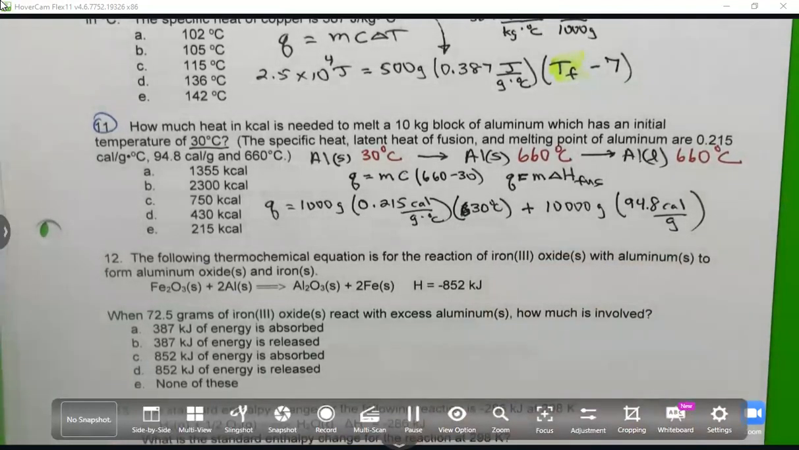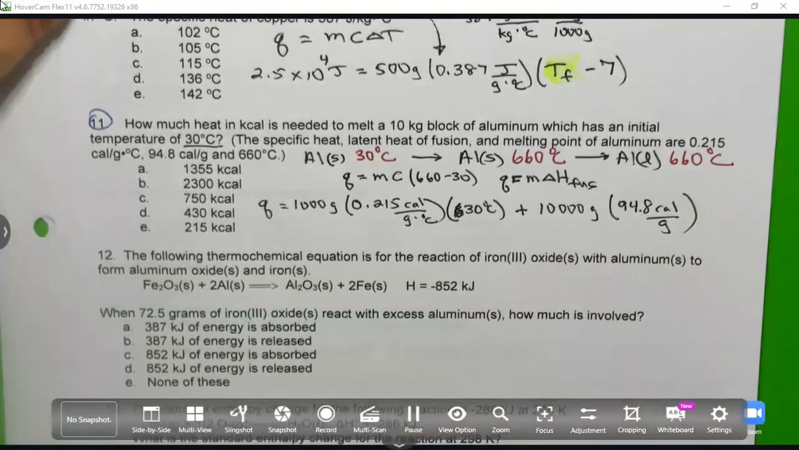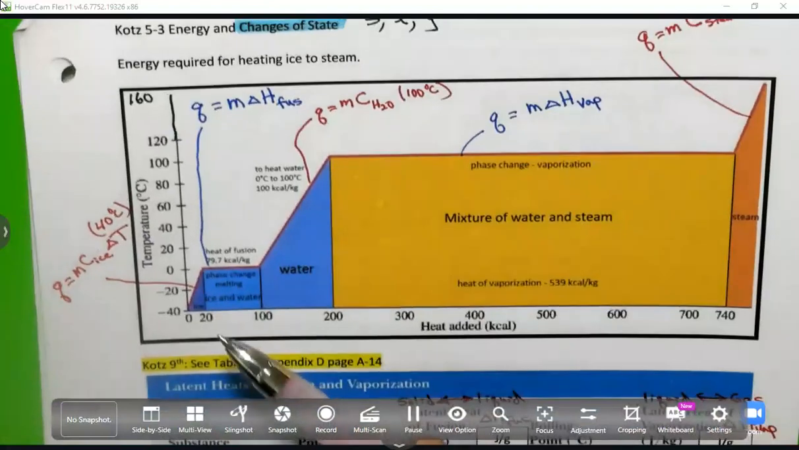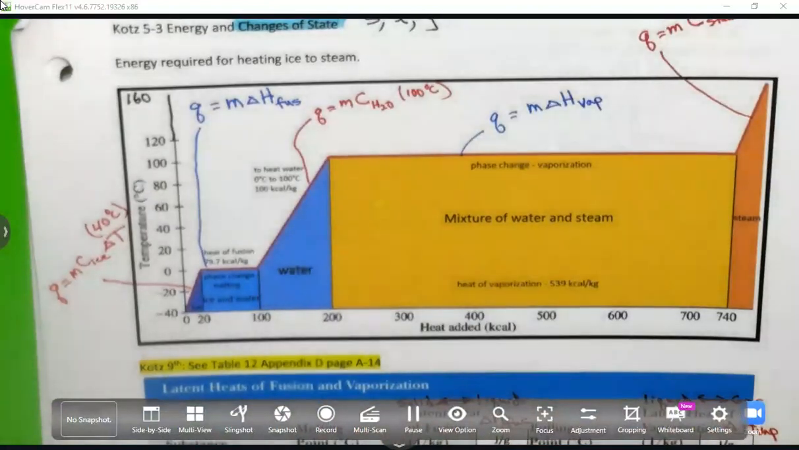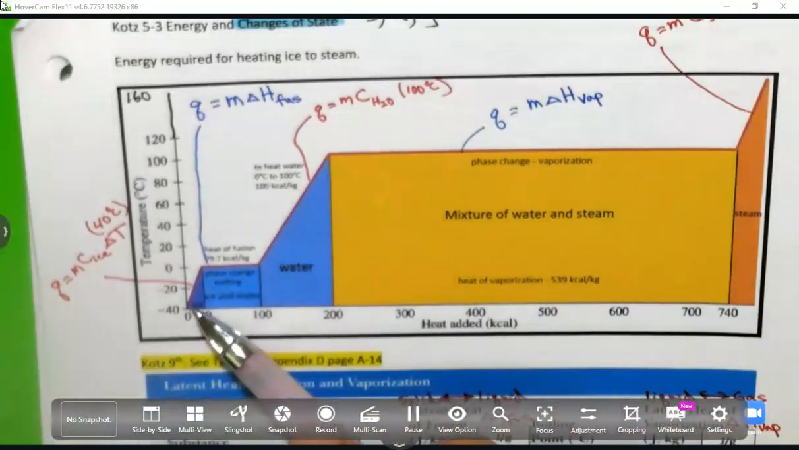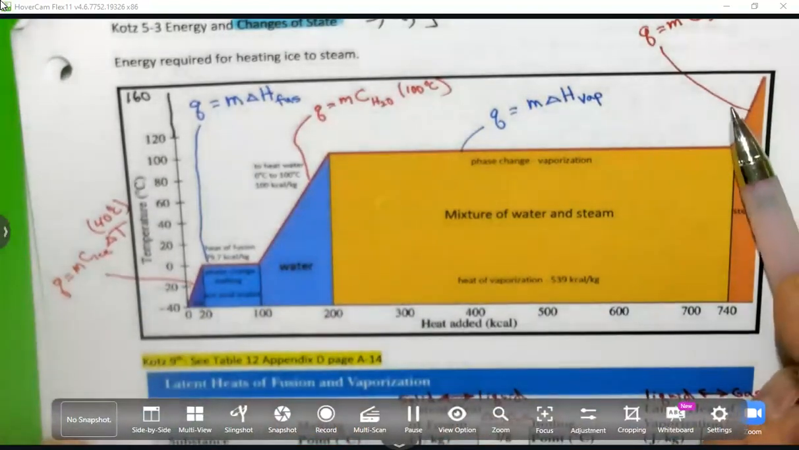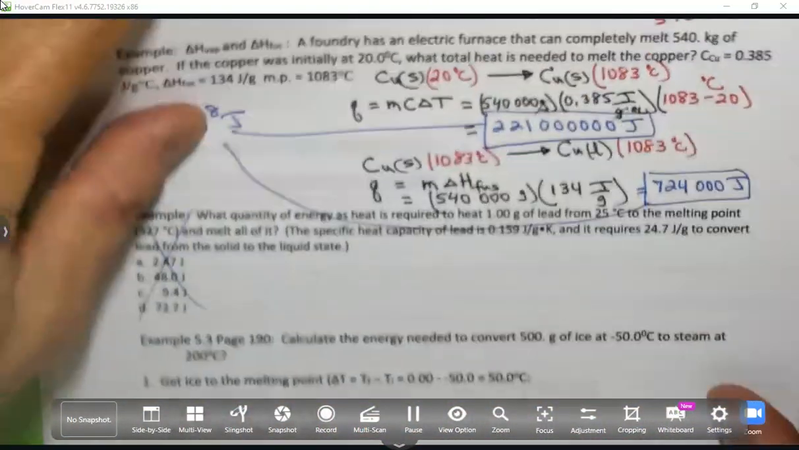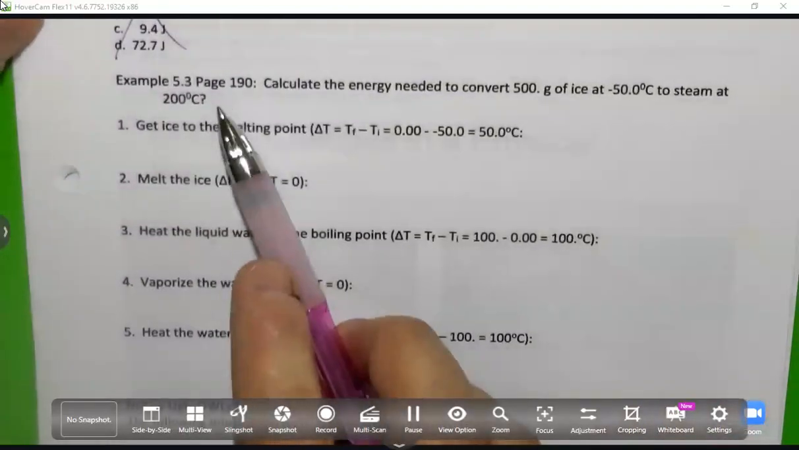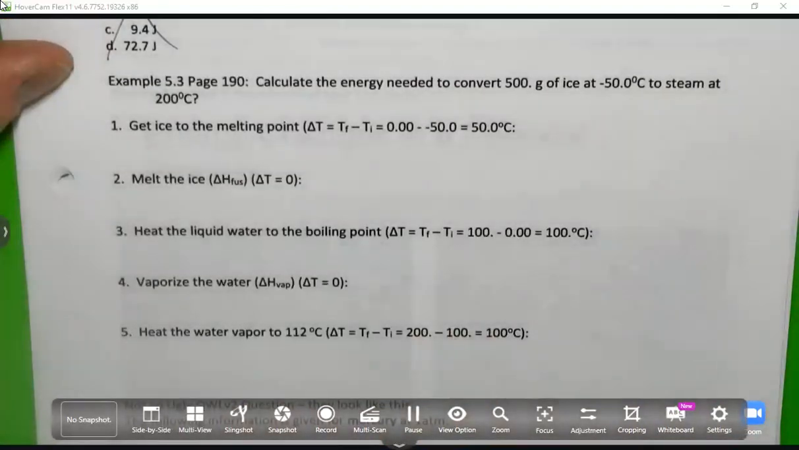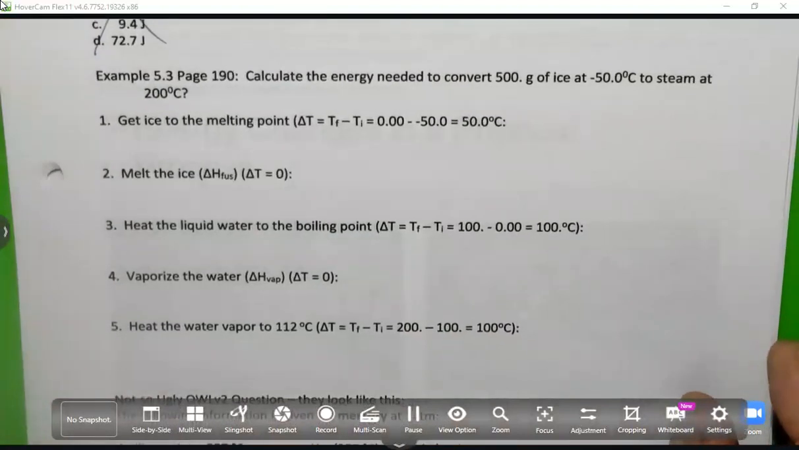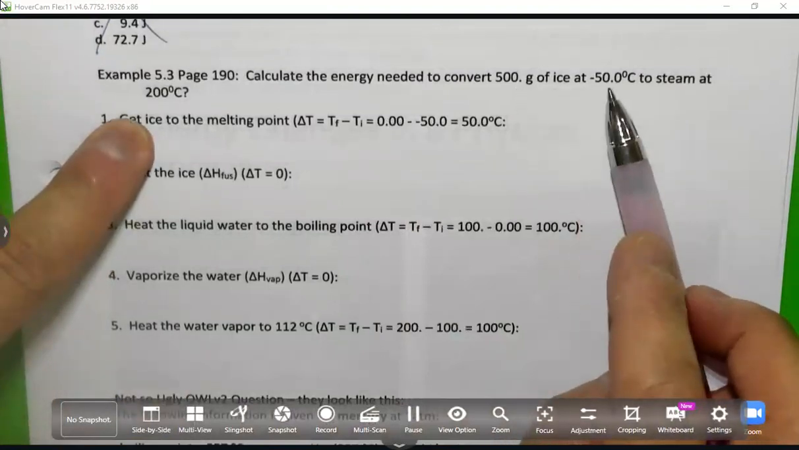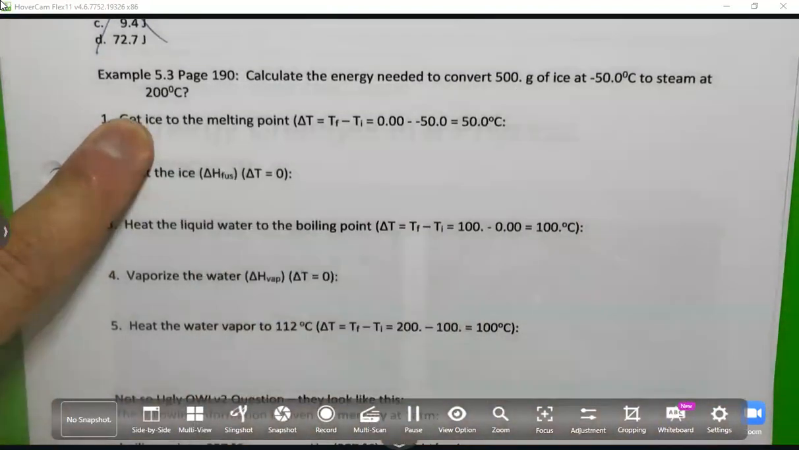Let's then continue on here with our learning guide. And we left off saying that if we needed to calculate the energy of this situation where we start with ice to get steam, it involves 5 calculations. And that's the problem we are going to do right here. Example 5.3, page 590. So it says, calculate the energy needed to convert 500 grams of ice at -50 to steam at 200.